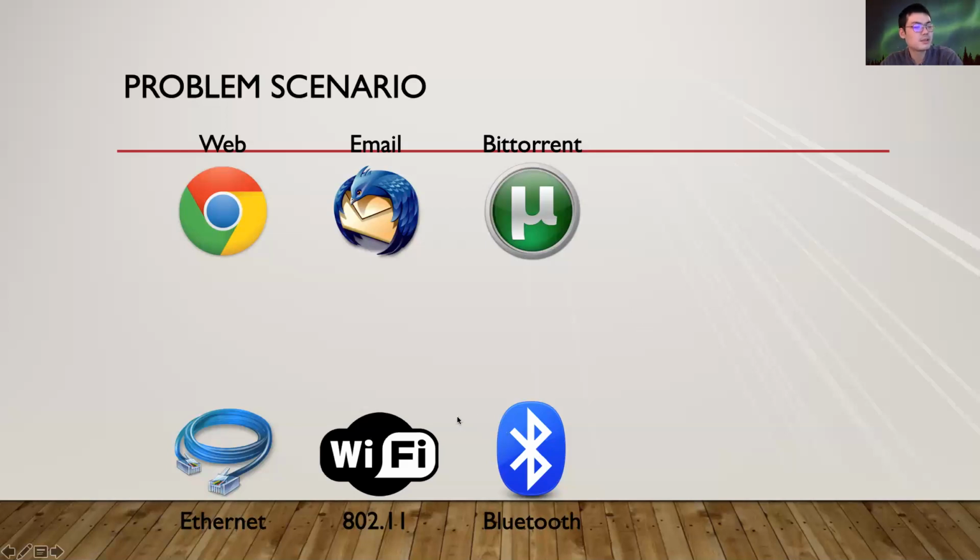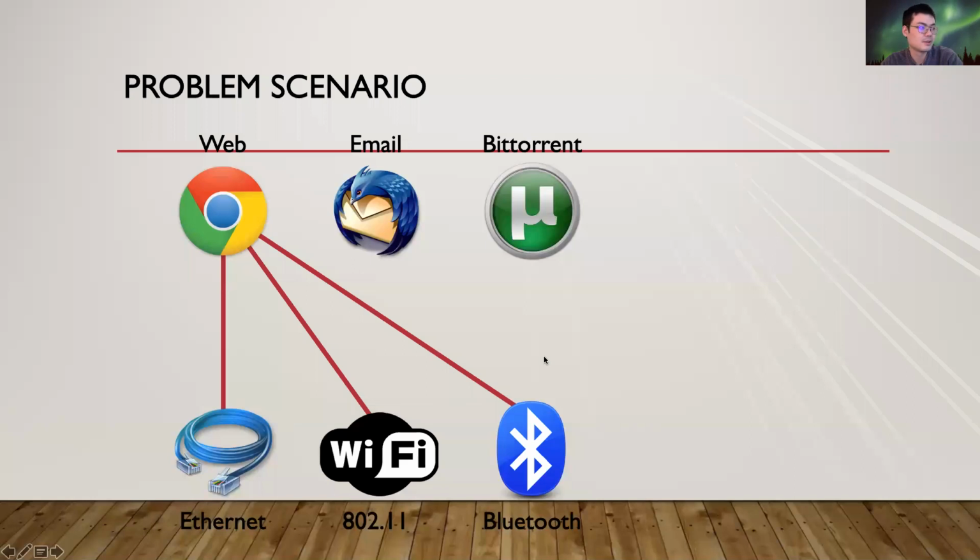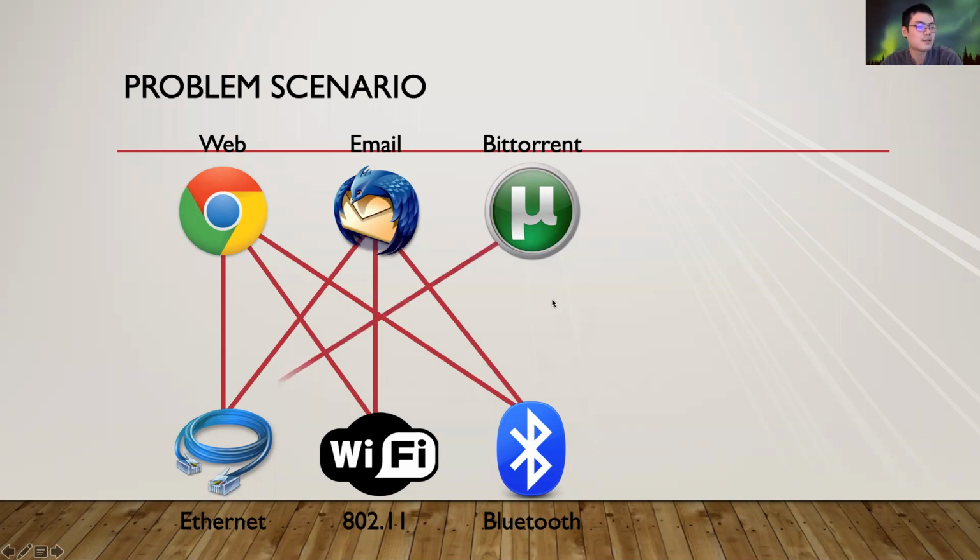But because these are all different physical mediums, one natural way to support applications is to develop something on each medium to support the web browser. Then if you develop an Outlook client, you need three independent implementations again. And if you have a P2P application, you need three implementations for the different physical mediums again. That's kind of crazy.